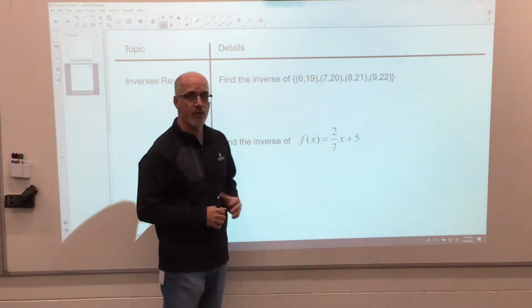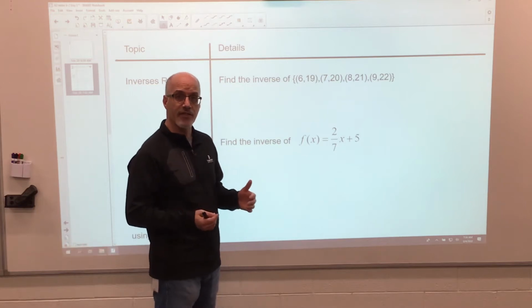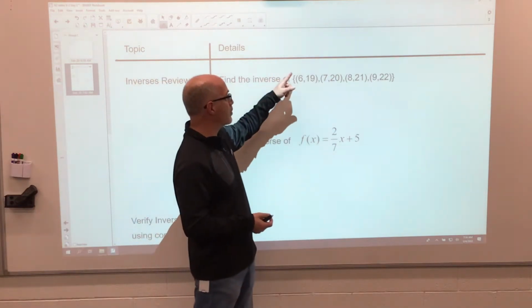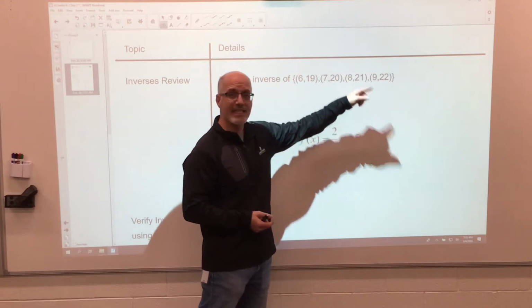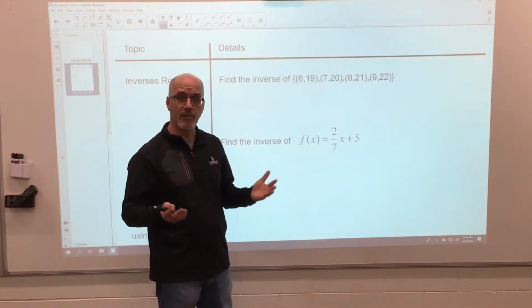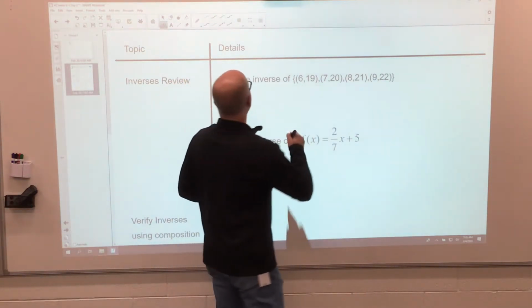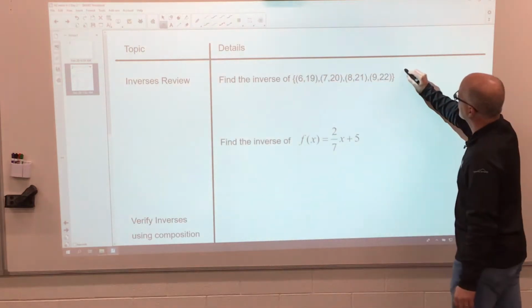If I've got a set of ordered pairs, I can check to see if it's a function by checking the inputs, which are the x values, and seeing if those values are ever repeated. In this case, they're not, so this is a function.